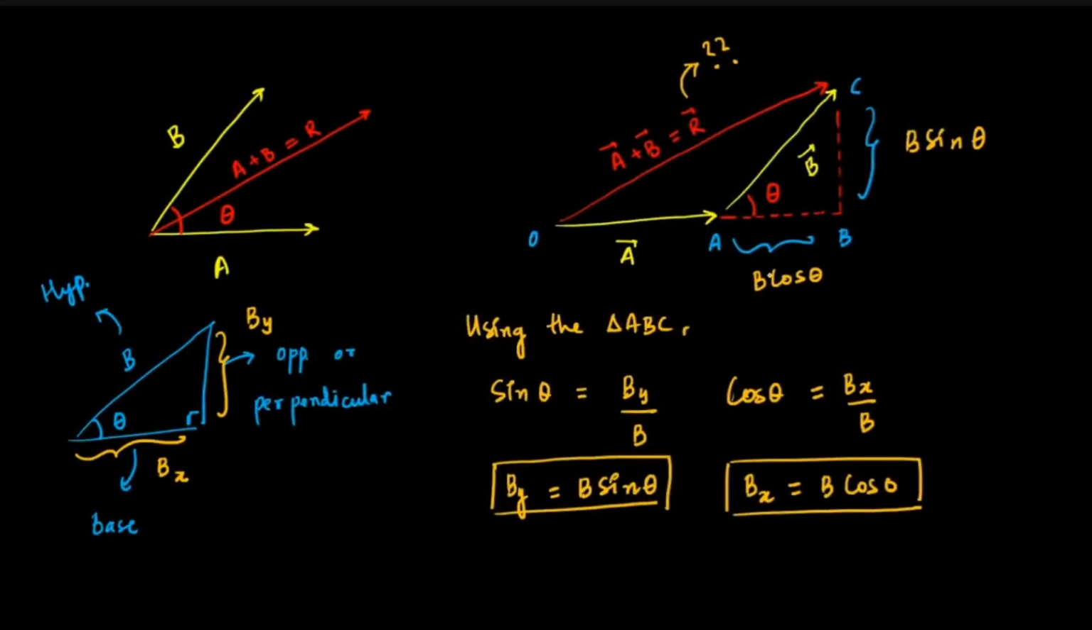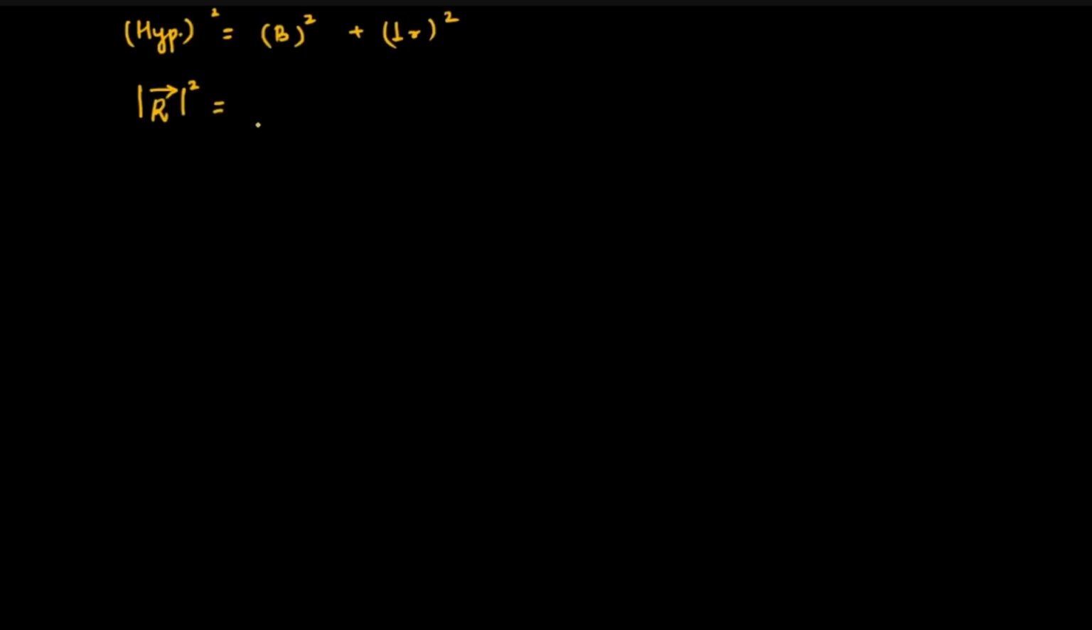So R square is going to be the hypotenuse square, which is base square plus perpendicular square. We can write it this way. So what is the base going to be? Look at the diagram. It is going to be A plus B cos theta, whole square, plus the perpendicular, which is going to be B sine theta, again square.